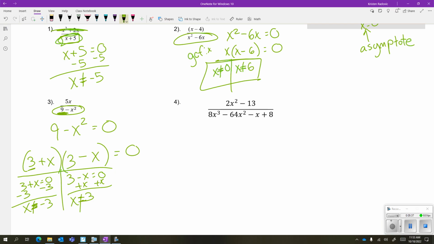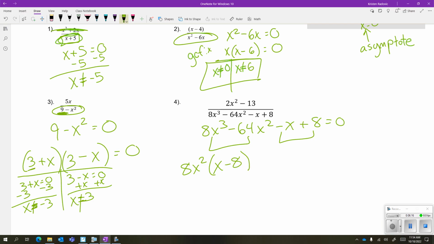For number 4, if you take your denominator and set it equal to 0 to find where this fraction is undefined, you have 4 terms, so this is going to be factoring by grouping. Your GCF of the first group, 8 and 64, have 8 in common. x cubed and x squared have x squared in common. 8 divided by 8 is 1. I have 3 x's, I took 2 out, so I have 1 x left. Negative 64 divided by 8 is negative 8. I had 2 x's, I took 2 out, there are no x's left.